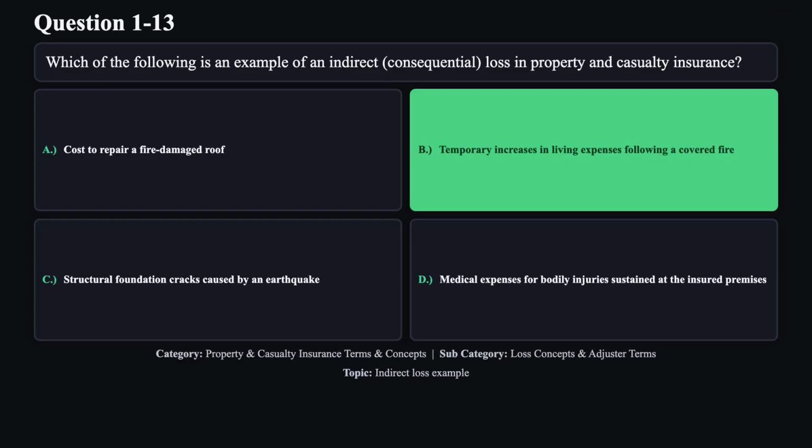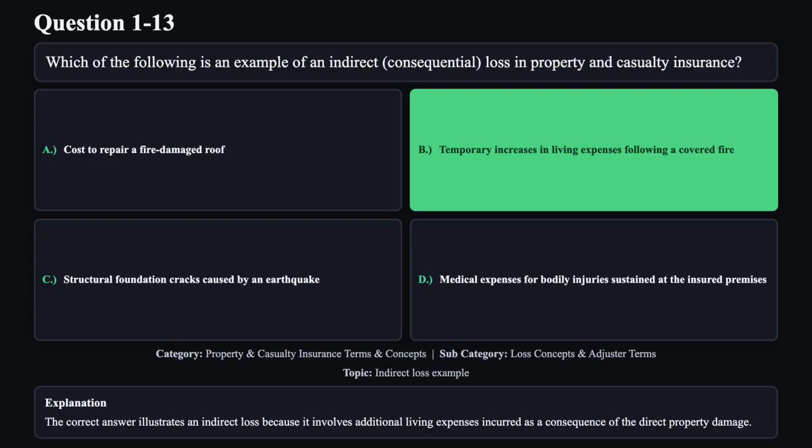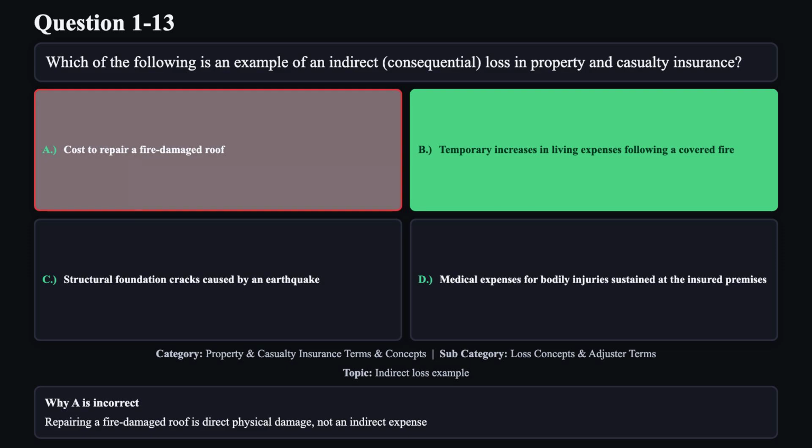The correct answer is B. The correct answer illustrates an indirect loss because it involves additional living expenses incurred as a consequence of the direct property damage. Reason A is not correct. Repairing a fire-damaged roof is direct physical damage, not an indirect expense.